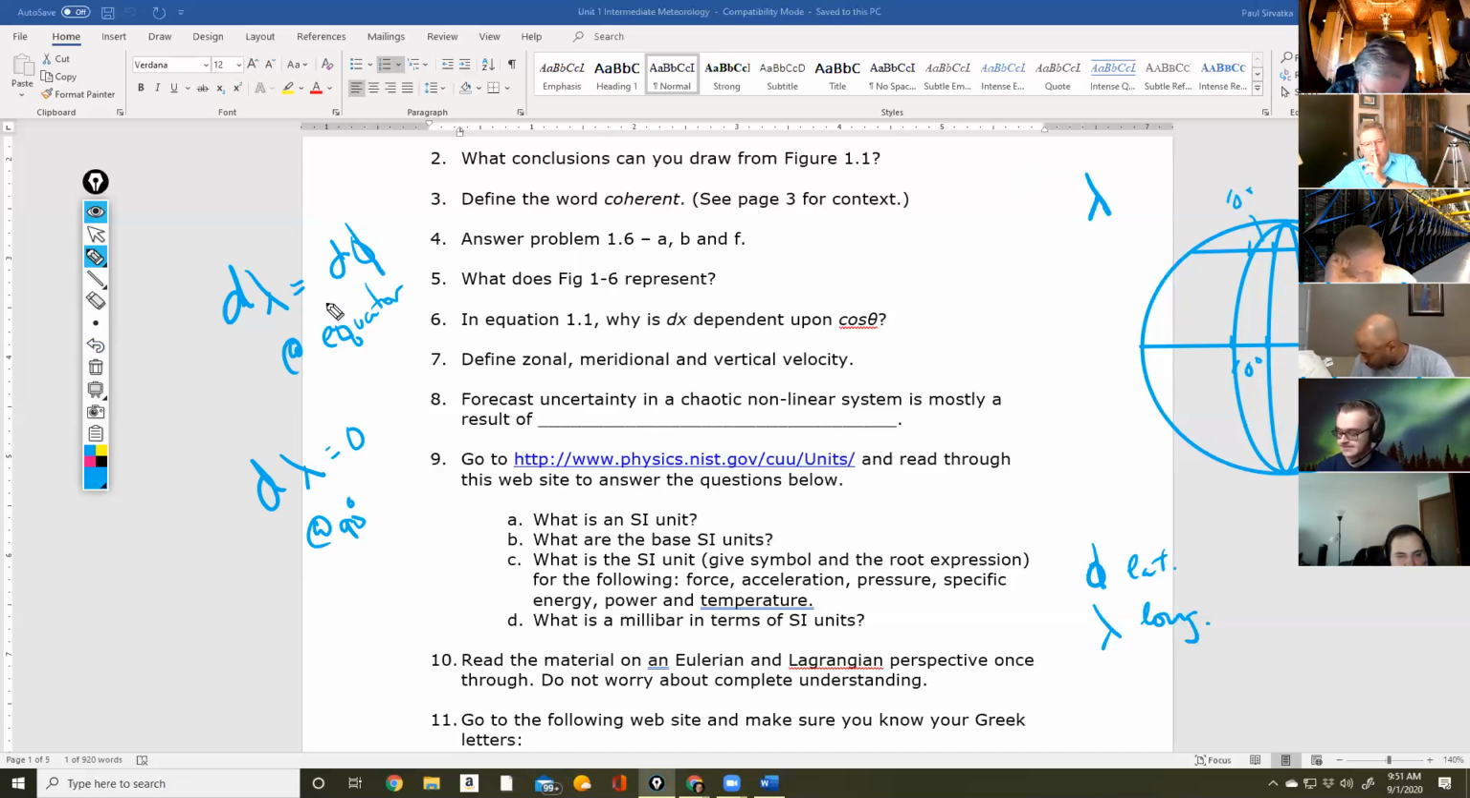So I want to multiply by a function where when I'm at 0 degrees, I'm multiplying by 1, and when I'm at 90 degrees, I'm multiplying by 0. Well, what function does that? And the answer is the cosine of the latitude. Phi is a hard letter to draw. You know what? I think I need to do this. Cosine.